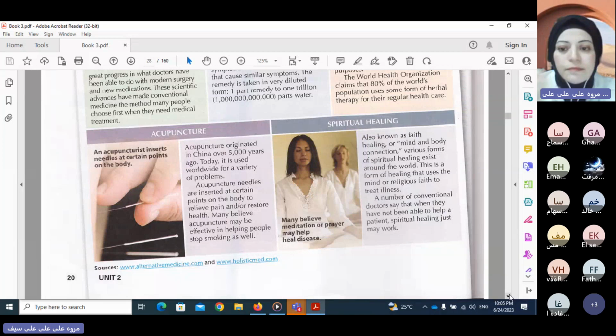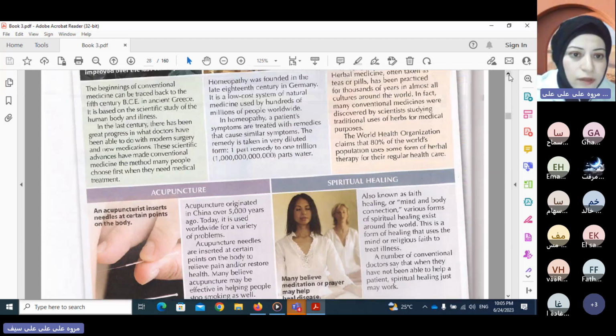Spiritual healing. Also known as faith healing or mind and body connection, various forms of spiritual healing exist around the world. This is a form of healing that uses the mind or religious faith to treat illness. A number of conventional doctors say that when they have not been able to help a patient, spiritual healing just may work. Okay, now I want you to practice the new words, just the titles.